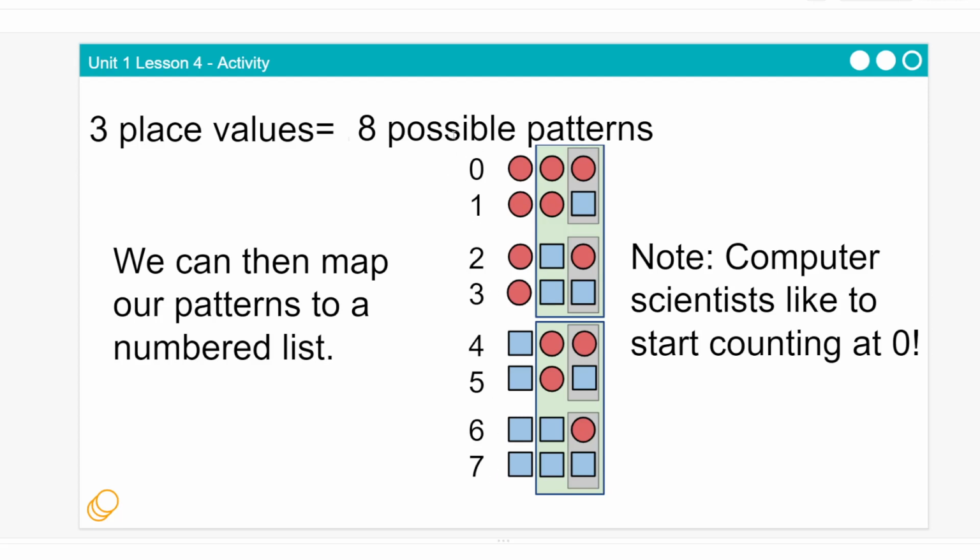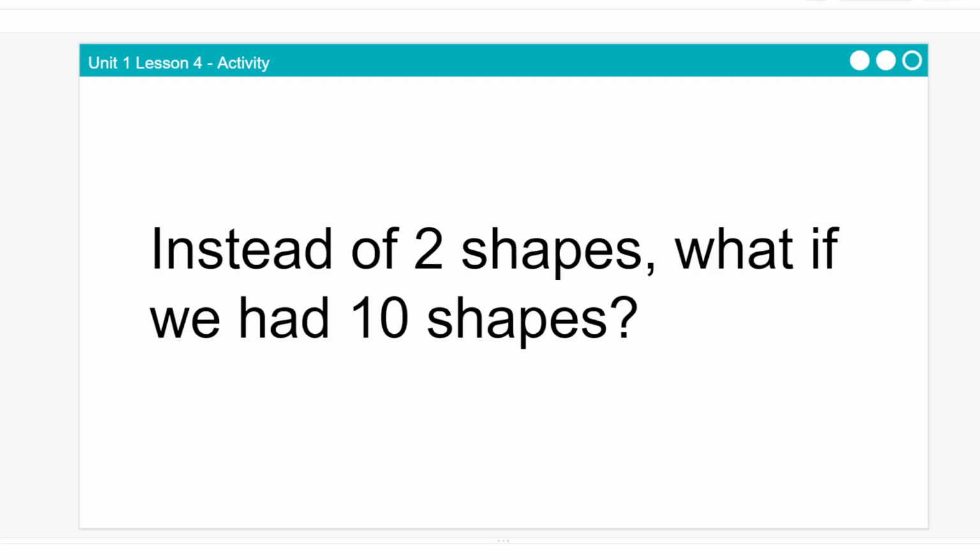I want you to notice that we always start at 0 in computer science. This is an important thing. We always start at 0. Another part of this lesson was showing how binary is just like the number system we use.